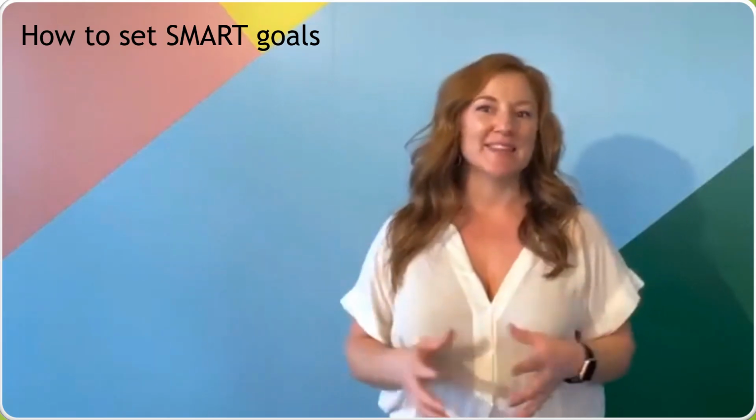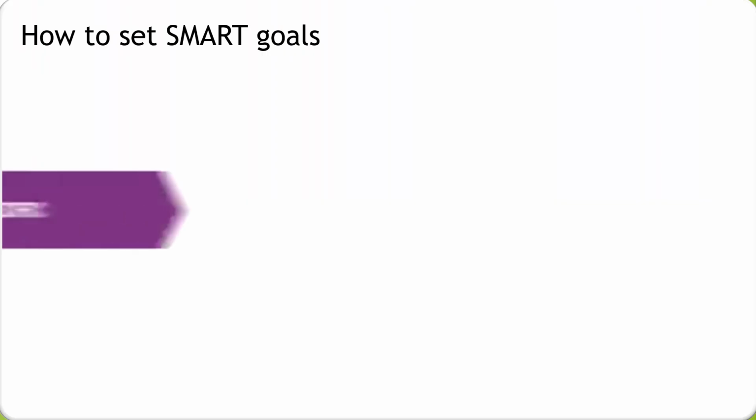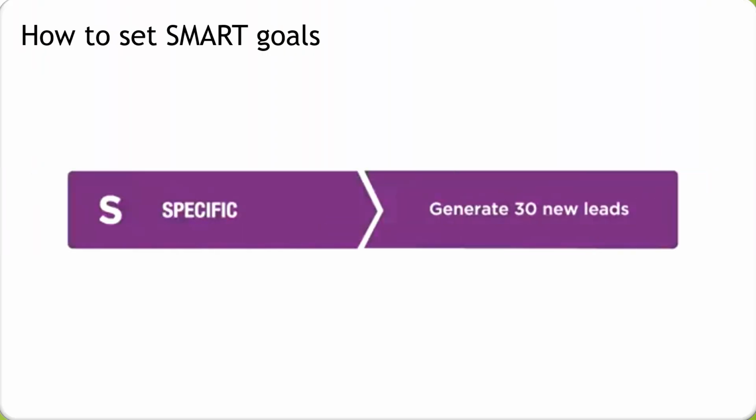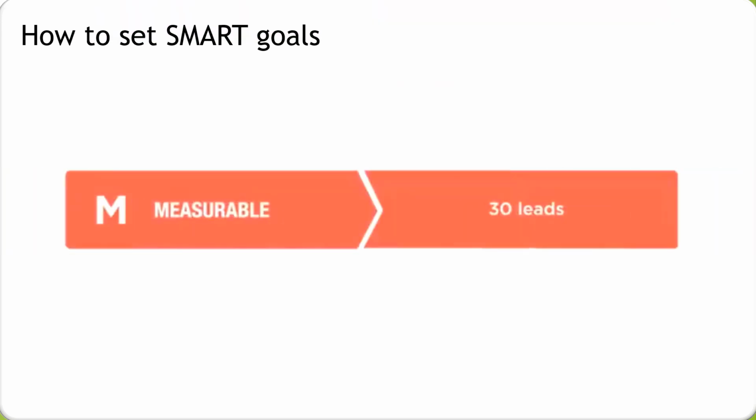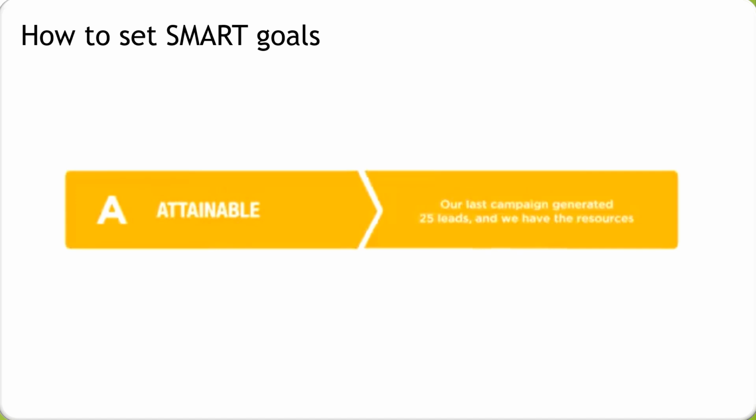Now let's put this into practice. Let's say we're a healthcare technology company trying to increase sales. Here's how we can turn this into a SMART goal. Specific, the sales and marketing teams will make 30 new leads through an email campaign. Measurable, we want 30 leads. Attainable, we know this is attainable because our last campaign generated 25 leads and we have the resources available.